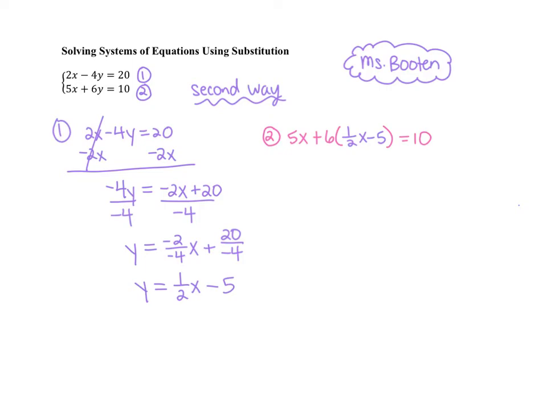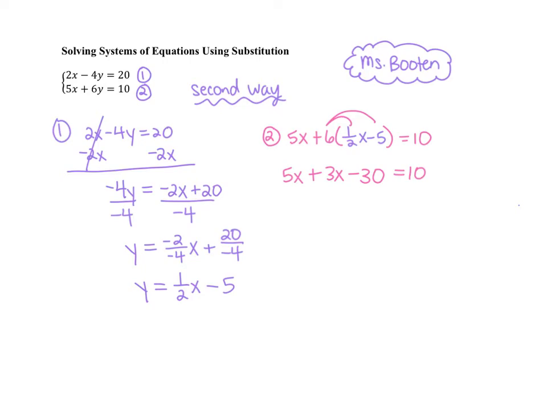First thing we need to do is use the distributive property to get rid of those parentheses. We've got to multiply here. So 6 times 1/2, you should know, is 3. It's just half of 6. But it's 3x because that's the x term. And then 6 times a negative 5 is negative 30, so you can just write minus 30. And we still have that 5x out in front. And I put a plus sign here because the 3x is positive. And then that equals 10.